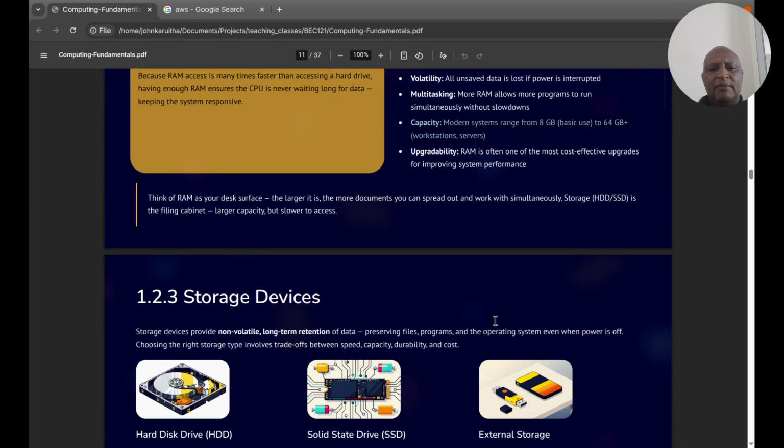So RAM is like your desk. Your desk is where you put all those things that you are working on. You work on them. Once you are done, you store them somewhere, remove something else, put it on your desk, work on it. So it is like your working desk.